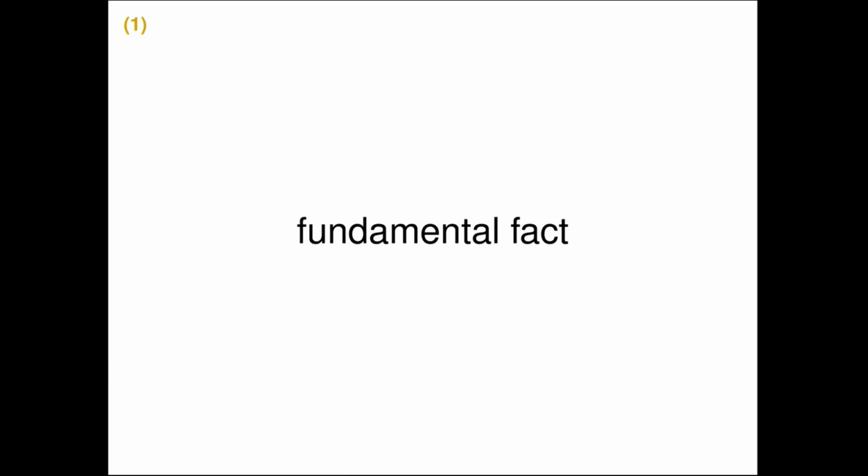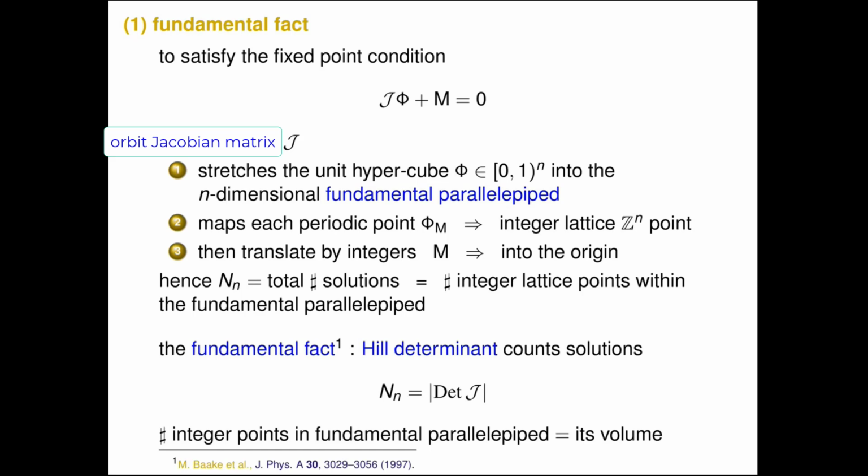Now let me teach you a fundamental fact just for fun. It won't be very useful. Here it is. So when you have this linear situation, and this is a matrix of integers, in our case in Bernoulli, then what this does is, if this field is in a hypercube, this matrix takes the hypercube and deforms it and stretches it into what's called a fundamental parallelepiped. Straight lines remain straight lines, but things get stretched.